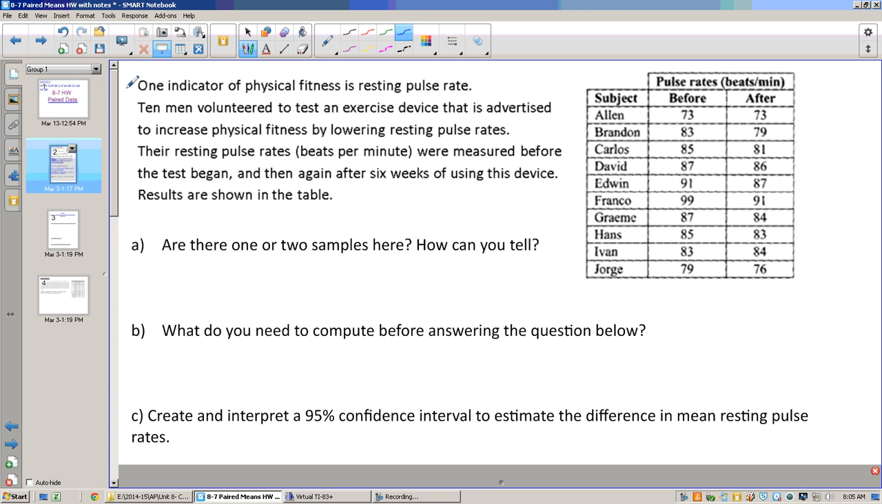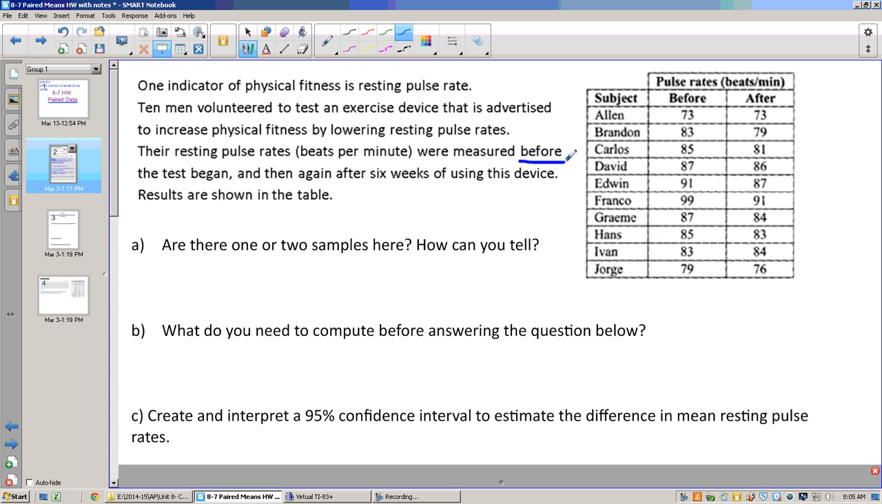This is question 4. It says one indicator of physical fitness is your resting pulse rate. What that means is if your heart is at rest and you have a low pulse rate, that means you're healthier because your heart's a muscle and it's actually resting. 10 men volunteered to test this exercise device that was advertised to increase physical fitness by lowering their pulse rates. Their pulse rates in beats per minute were measured before the test began and then again after.